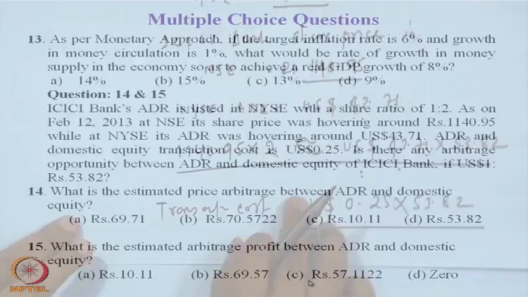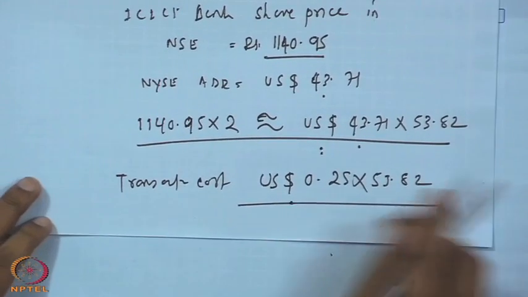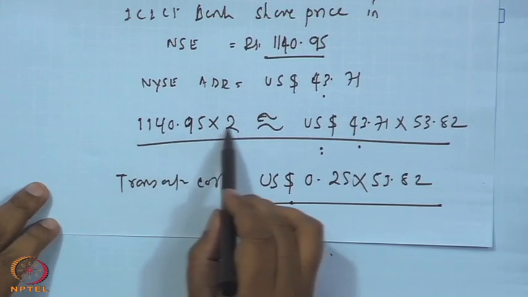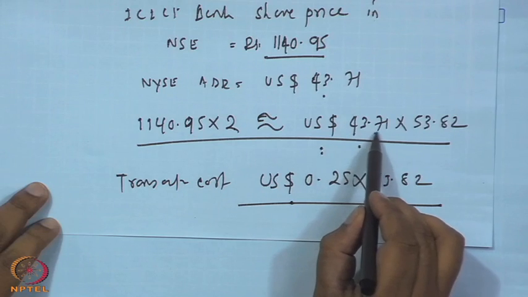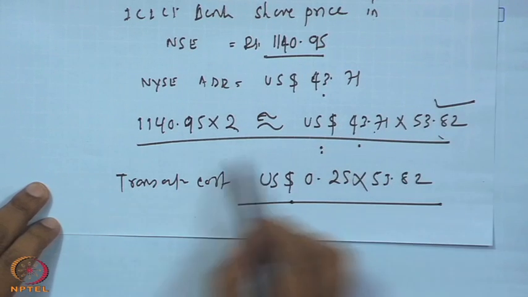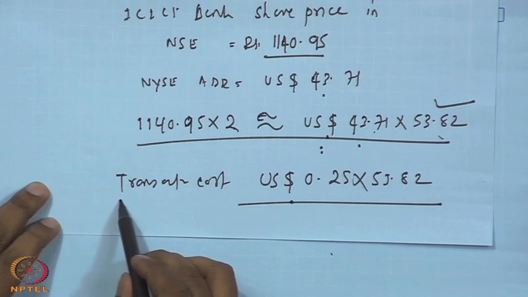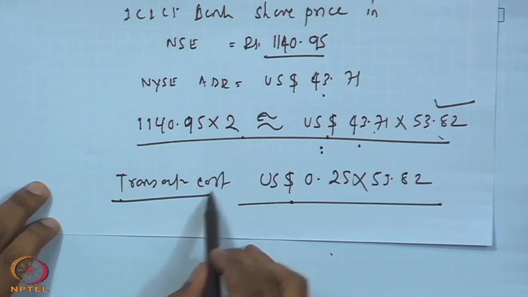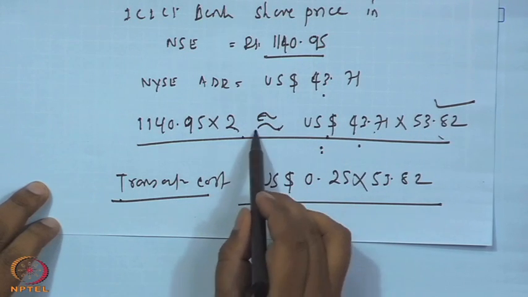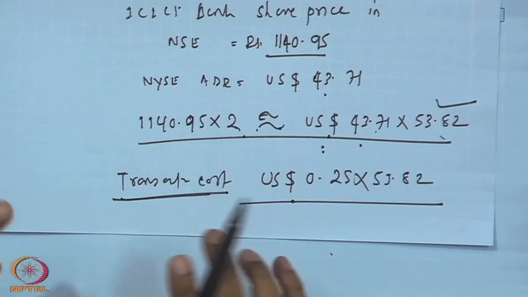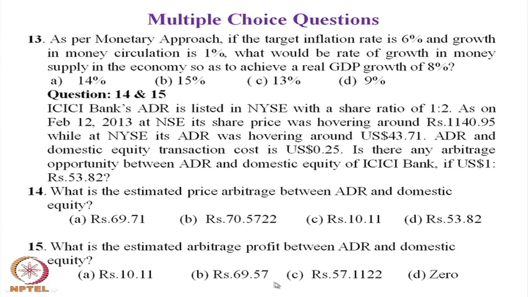This is the calculation process as I mentioned here. 1140.95 into 2 equals US dollar 43.71 into this rate, and this gives the price arbitrage. And arbitrage profit is price arbitrage minus transaction cost. So, that is the answer to you.